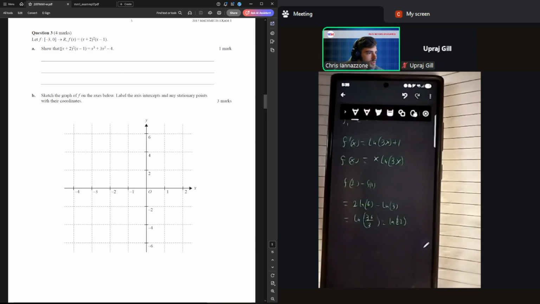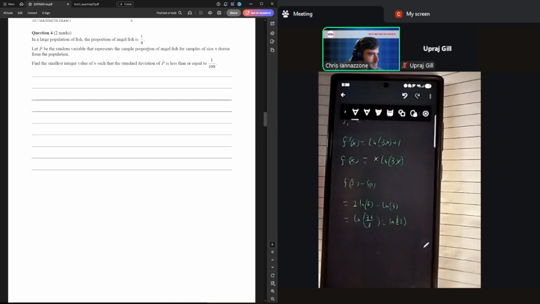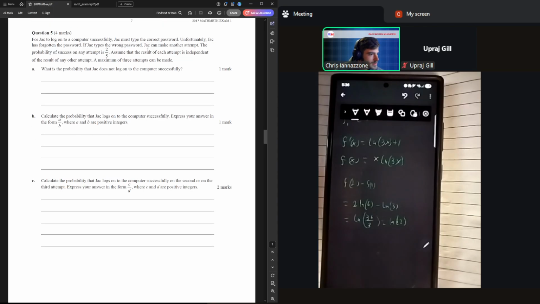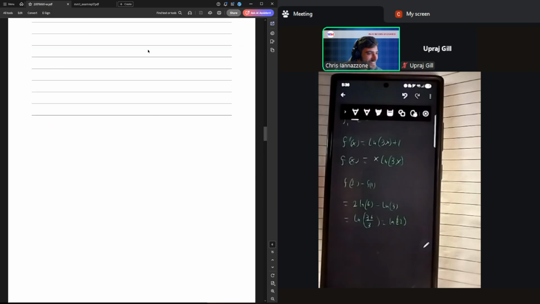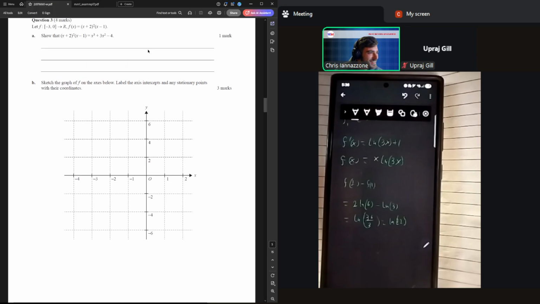Question 3. Show that this is that. Why does that look really familiar? I feel like last exam one had a very similar question. Yeah. This is definitely different though, right? Oh, this is the one that I did. This is the one that I did end to end. That's kind of funny. I forgot that I picked one that was slightly ahead. We did do this last week because I did it.